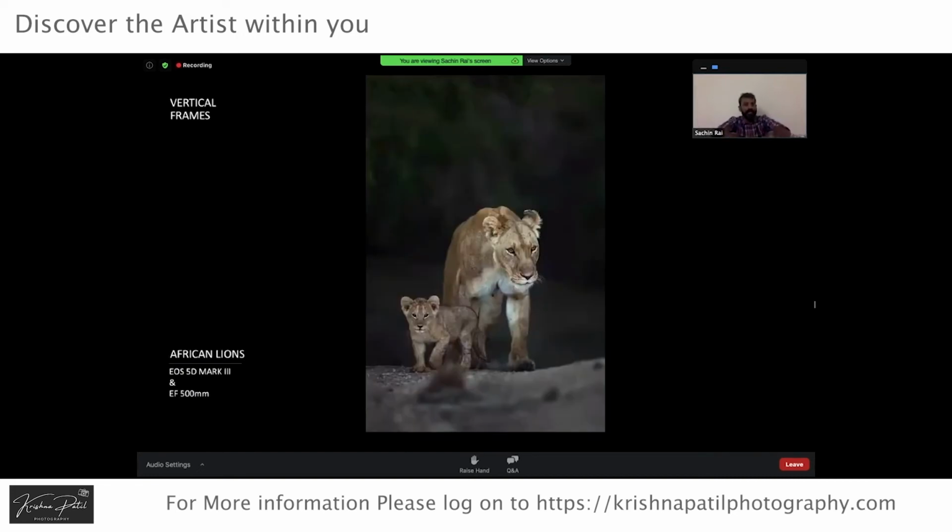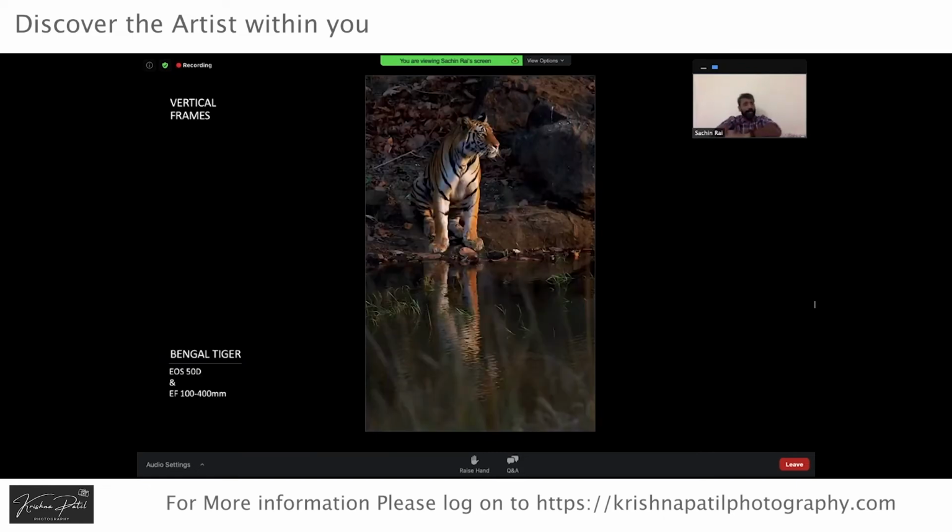Yeah? Similar case here, less foreground, more background. Have less below, have more above. Simple. Why is it made vertical? Because both of them look tall, they're both walking towards you. So you make a vertical.